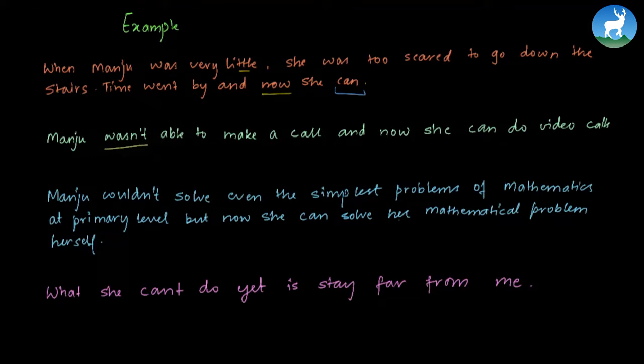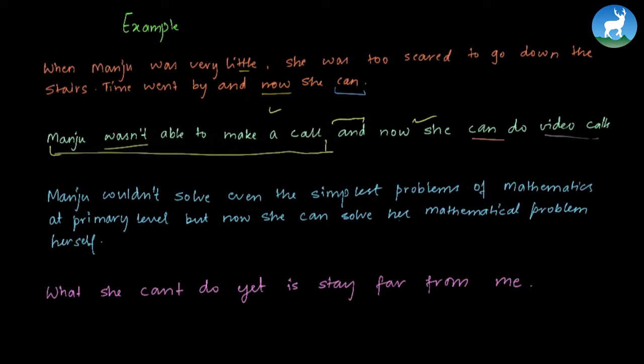As Sharada is talking about Manju when she was small in this statement, till here, Manju wasn't able to make a call, and the word and separates these two statements. And now she can do video calls. So this is an ability that Manju has grown, that now she can do video calls, and can is another general ability. Can is again showing another general ability of Manju, that's doing video calls.